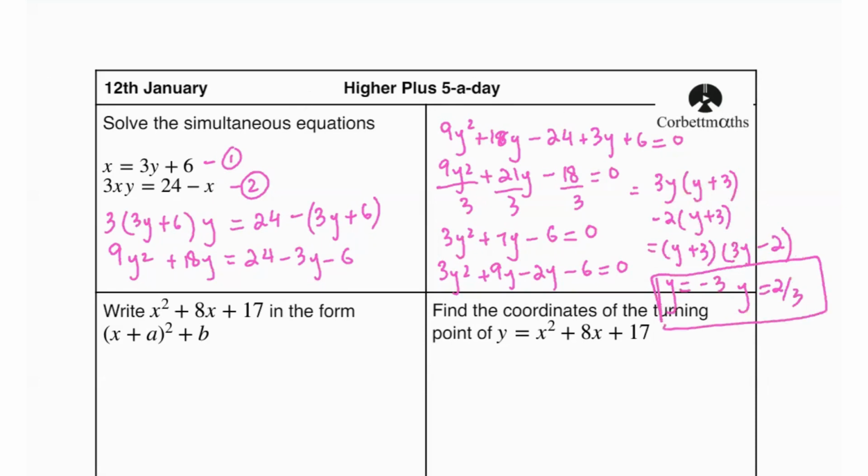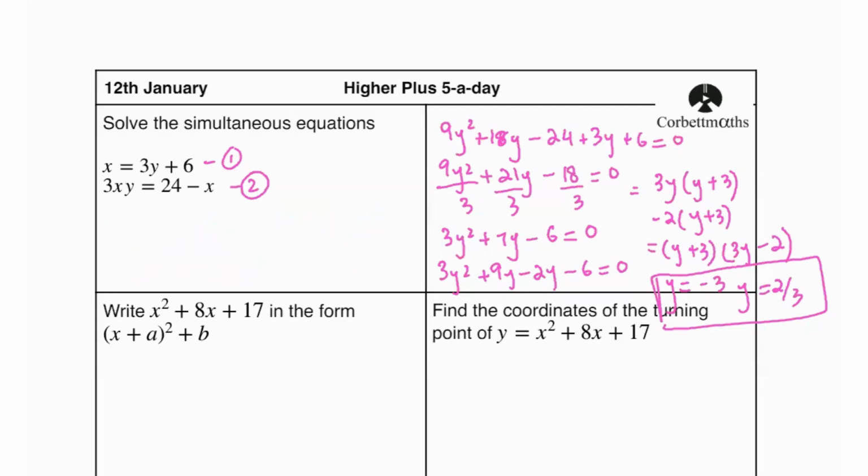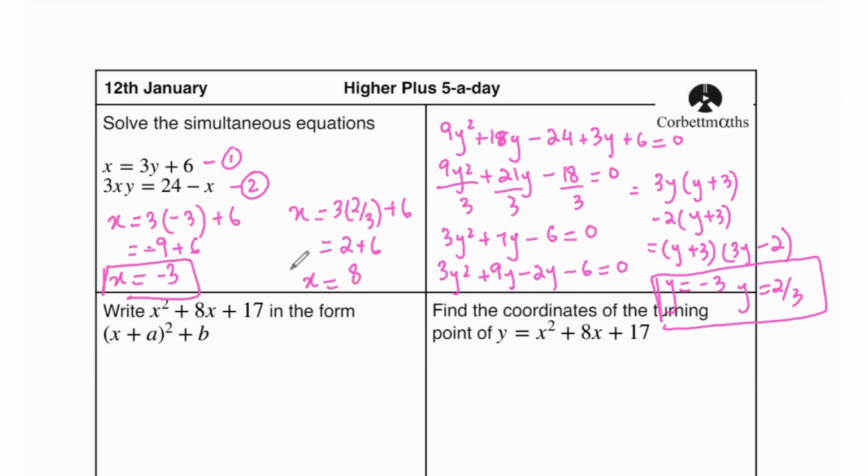Now we need to find the corresponding values of x using the first equation. So if we use y equals negative 3, that's going to be 3 times negative 3 plus 6, which is negative 9 plus 6, and that is negative 3. And if we use y equals 2 by 3, that's going to be 3 times 2 by 3 plus 6. That's 2 plus 6, and that is 8. So when x is negative 3, y is also negative 3. When x is 8, y is 2 by 3. That is your answer.